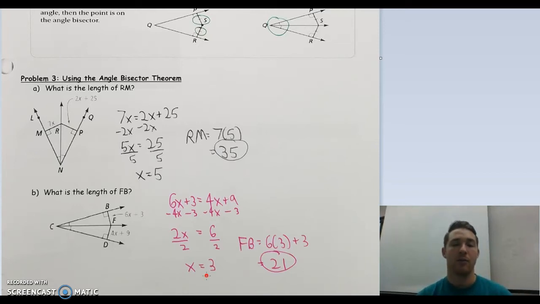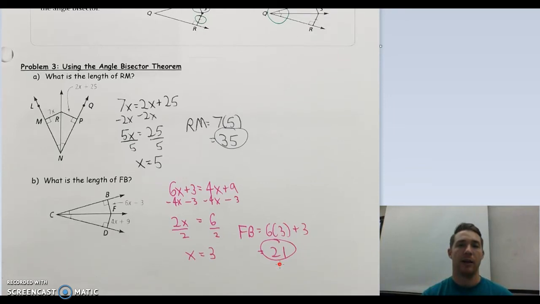Once I know that x is 3, same as with the other one, I can go back and plug that in. 6 times 3, and for whatever reason, I guess that's plus. It looks like a minus there. But 6 times 3 plus 3 should give you 21. So if I'm looking for that length, again, it should just be the same to each side of the angle.